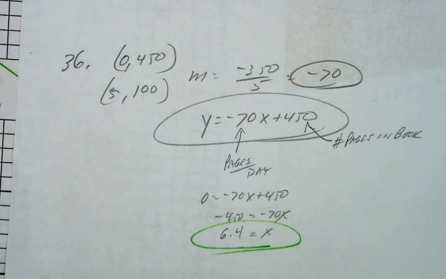So how would you answer this? 6 days or 7 days? 7. Yeah, because at 6 days they're going to have 30 pages left, and then at 7, they're going to have it finally whipped.